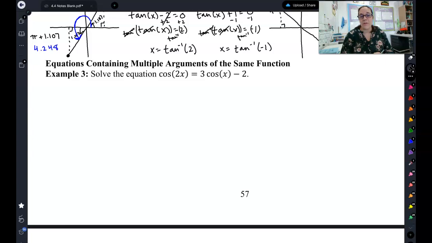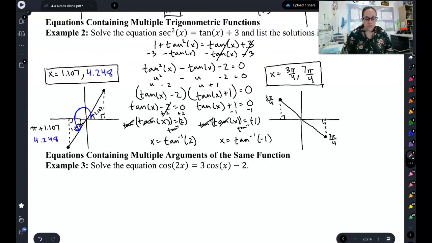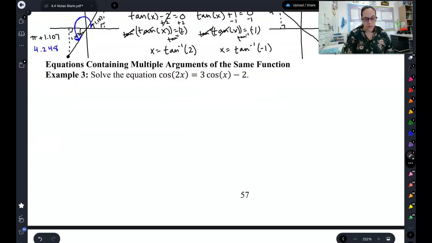Let's keep going for solving trig functions. Now, this one has the same trig function. They're both cosine. However, they have a different argument inside the cosine. This one has a 2x, this one has a regular x. Same as when they were different trig functions, we don't like when the arguments are different.